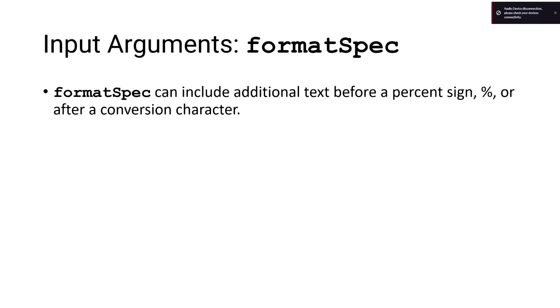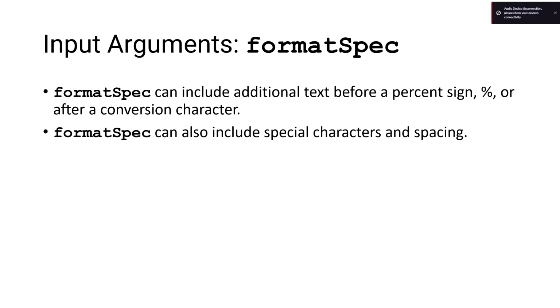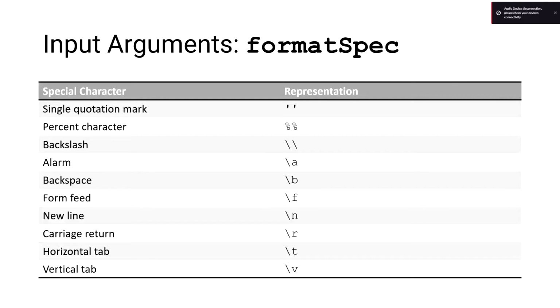Finally, format spec can include additional text before a % sign or after a conversion character, and in addition, it can include special characters and spacing. So let's take a look at that. If you wanted to do a backspace as an example, you would do \b. If you wanted to do a new line, you would do \n. So these are special characters and also spacing that you can include inside of format spec.